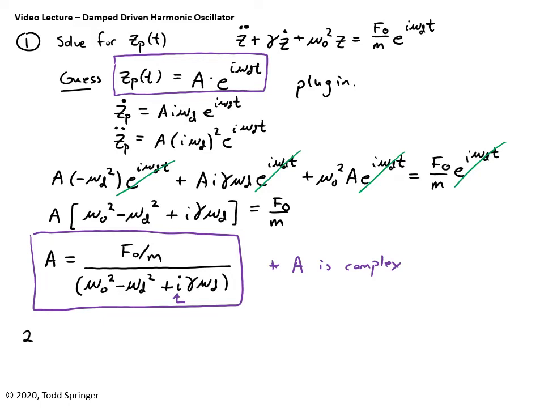Now we need to go to step two, which is to get the particular solution to x, which was our ultimate goal. I need to take the real part of z_p of t. And it's not so simple because I have an i sitting in A, so A is a complex number, but then there's also an i sitting up in the exponent here. And that makes calculating the real part a little bit of a pain, but not too bad. We'll show you the most efficient way to do it.